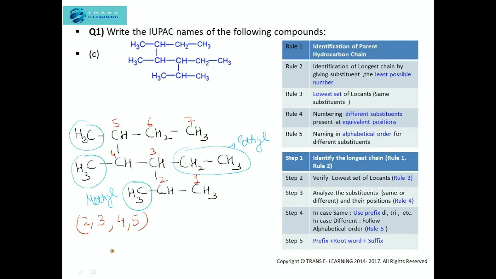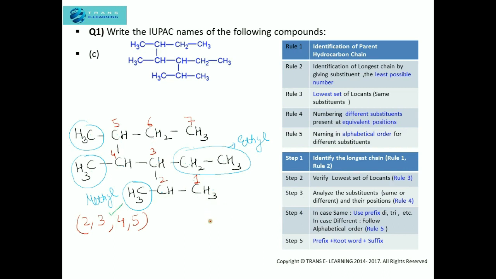Now if I start numbering from some other place, let's see what set of locants I get. I'll start from here. 1, 2, 3, 4, 5, 6, and 7. So in this case, you can see that this one represents the lowest set of locants. That means the numbering that we have done previously is the correct way of numbering because it's giving us the lowest set of locants. So this new one is incorrect and we will not follow this one.